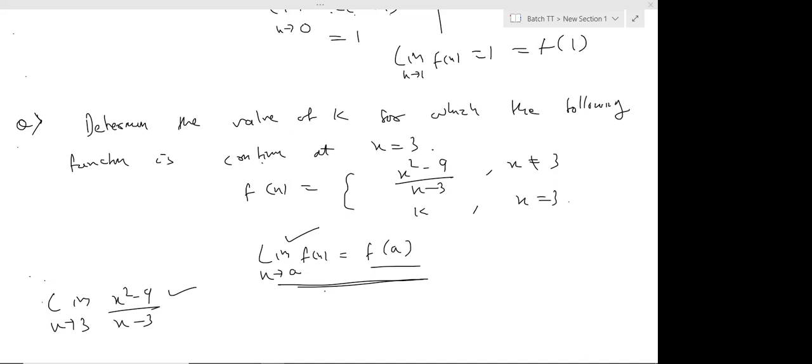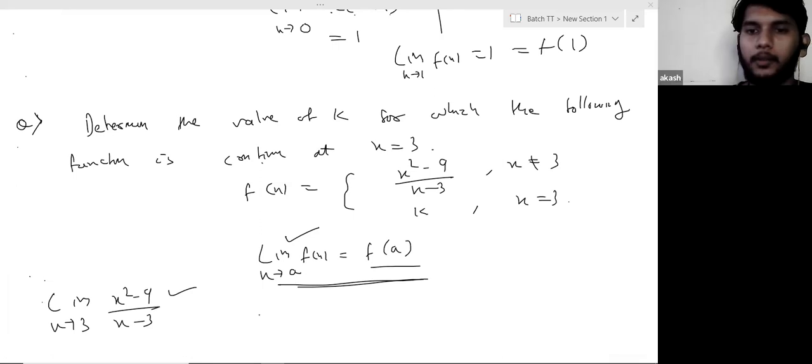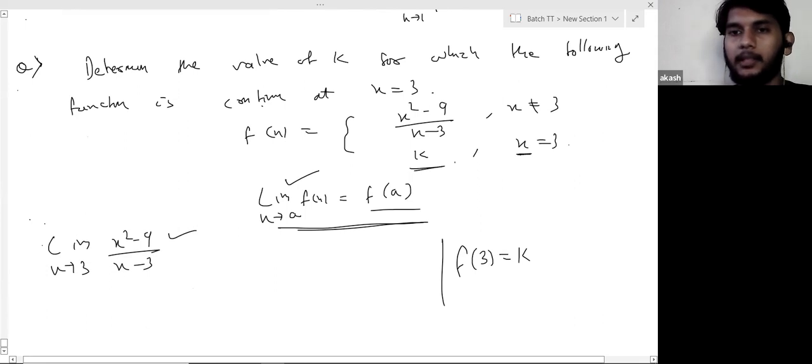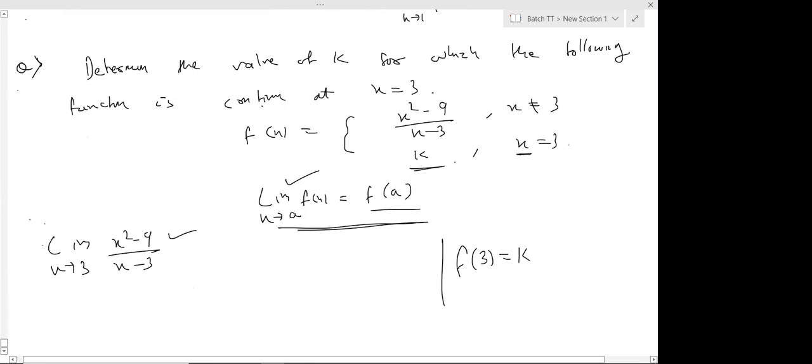No, sir. I can't solve it. All right, let's see. Very simple limit question. We already know f of 3. What is f of 3? f of 3 is k, right? When x is 3, the function's value is k. This is clear, everyone? Yes.